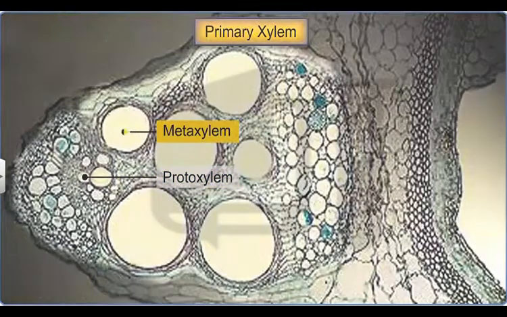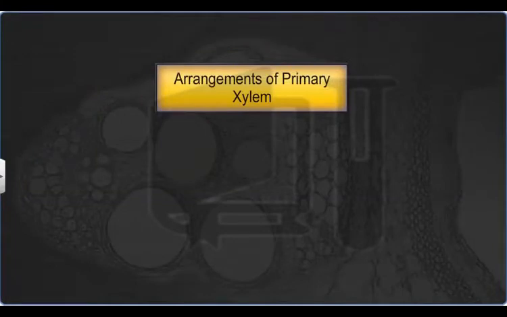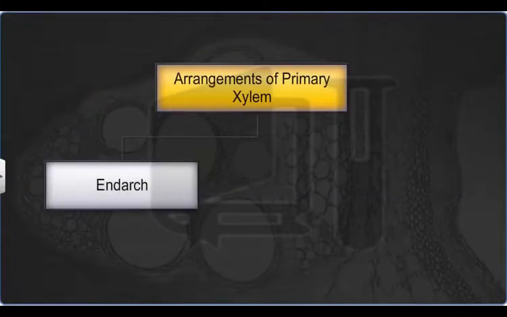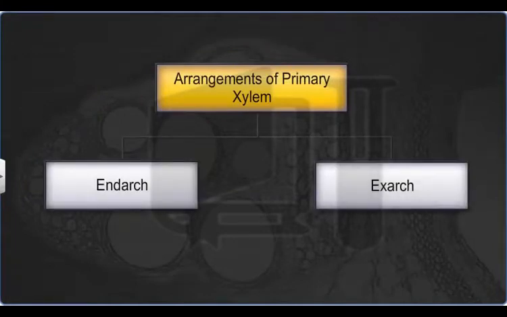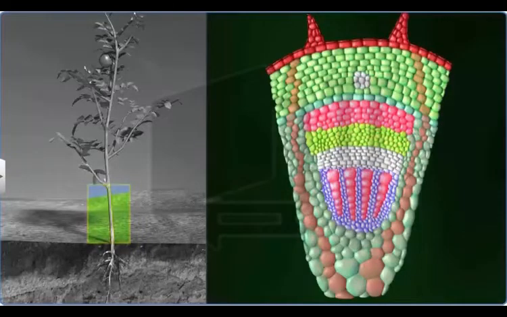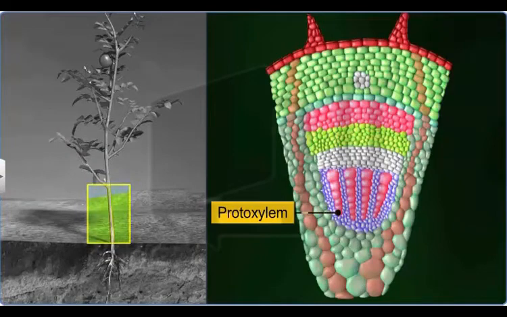The arrangements of primary xylem are endarch and exarch. In the stem, the protoxylem lies towards the center or pith, and the metaxylem lies towards the periphery of the stem. This arrangement of primary xylem is called endarch.